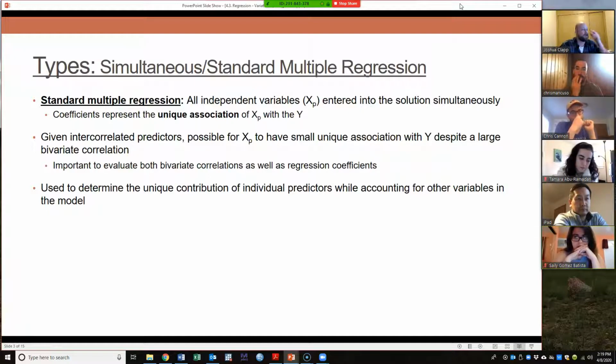Okay, so Chrissy, why am I making a big deal about this being a unique association of the predictor with the outcome? Because what the multiple regression does is it helps us learn which pieces are uniquely responsible for the outcome. Exactly, right? So with our simultaneous multiple regression, and this is important, people get confused about this. The only part that goes into your regression coefficient is the unique association between that predictor and your outcome, controlling for everything else in the model.